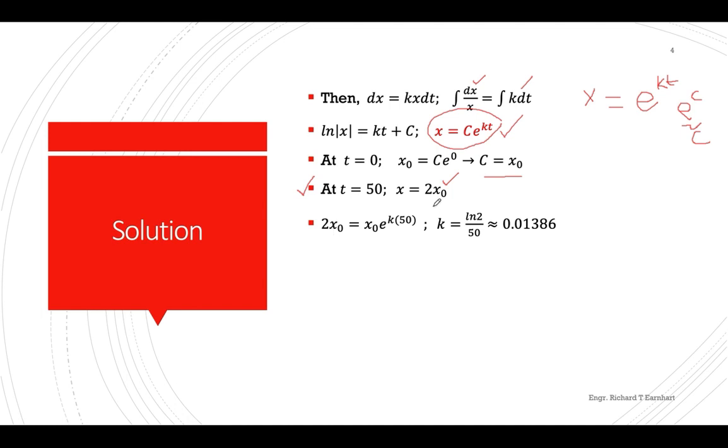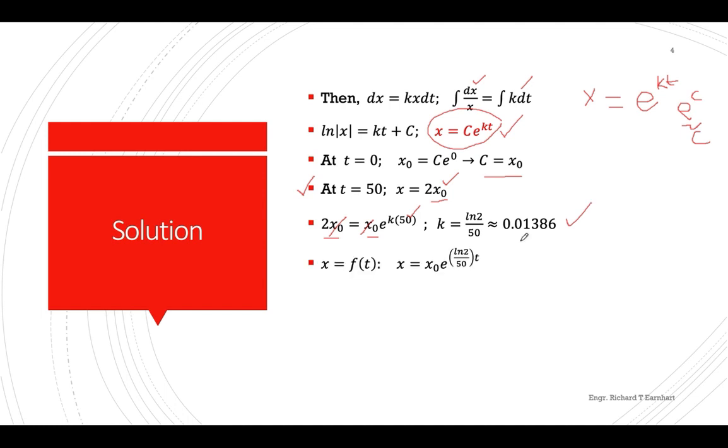So this is your x, and this is your c, e to the kt, where the time is 50. So this will cancel out, and then taking the ln of both sides, we get ln of 2 here, and then ln of e to the 50k, that is the same as 50k times ln of e, and ln of e is equal to 1. So k is equal to ln of 2 over 50, which is equivalent to 0.01386.